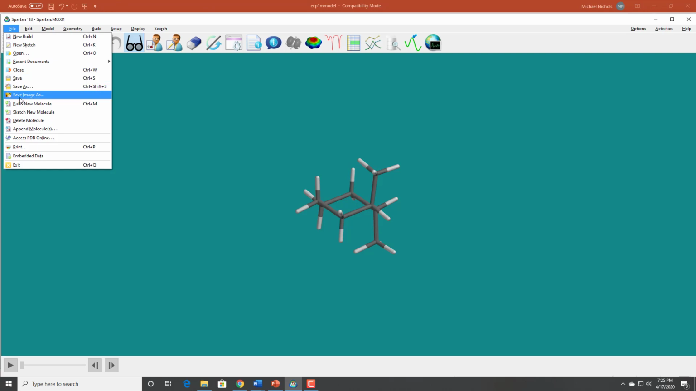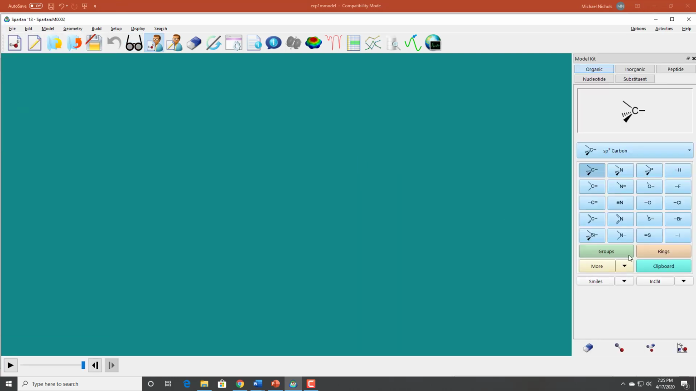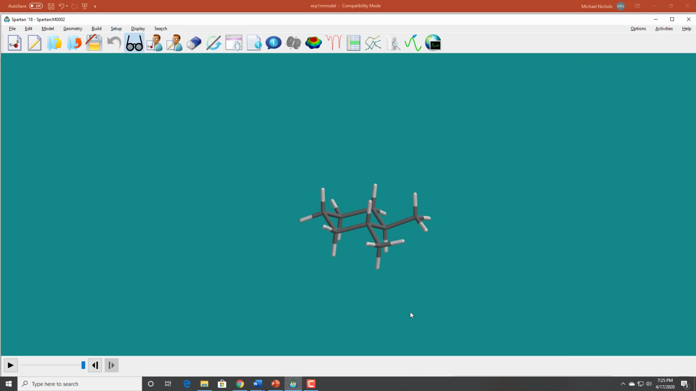Because I can do this, let's build a new molecule. Let's go back to the cyclohexane ring. Let me go back to my tubes mode because I like to draw it that way. And now let's make the diequatorial. So methyl group, diequatorial. Okay, so you can see that those two methyl groups are now diequatorial.